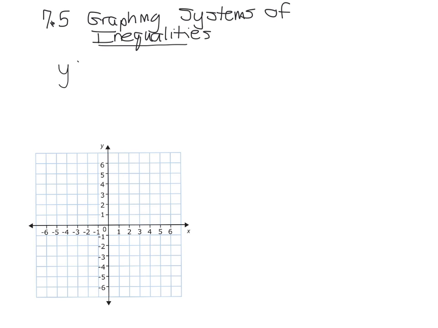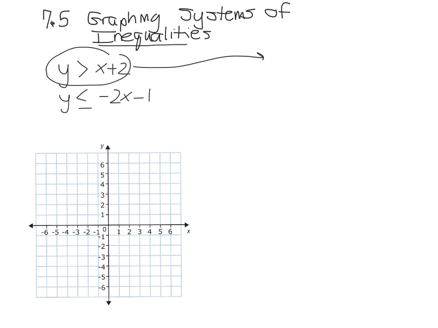The first problem we're going to do is y is greater than x plus 2, and y is less than or equal to negative 2x minus 1. So we're going to start with the first equation and completely do the first one. So y is greater than x plus 2 means my y-intercept is 2, and my slope is 1 over 1, which will mean up 1 and to the right 1.